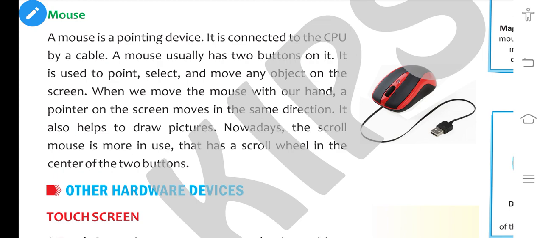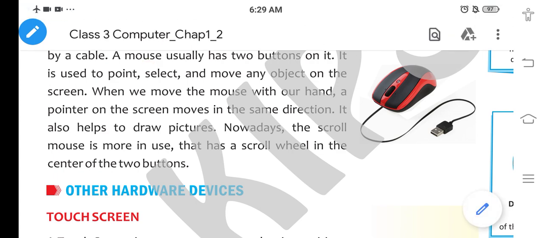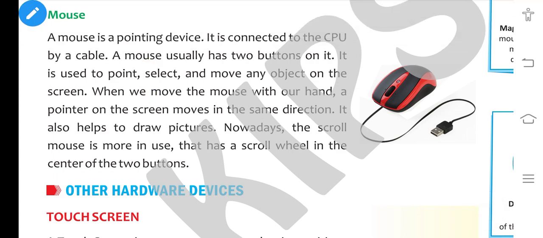Here the four main parts of computers are monitor, CPU, keyboard and mouse. We can touch these parts with our hands because these are the physical parts of computer, and whatever parts we can touch with our hands, that are called the hardware.